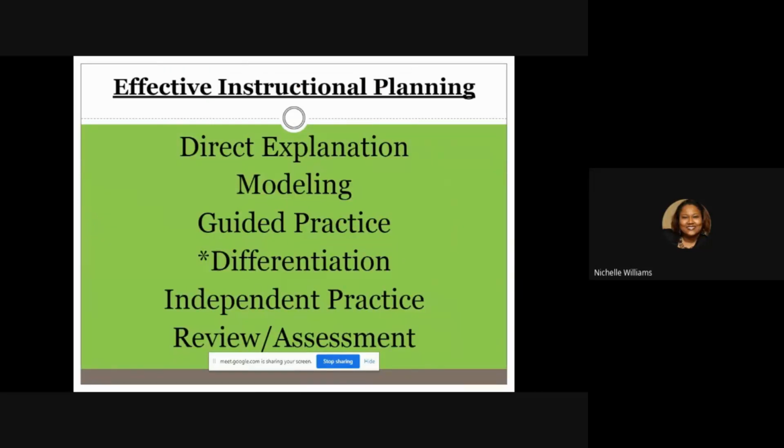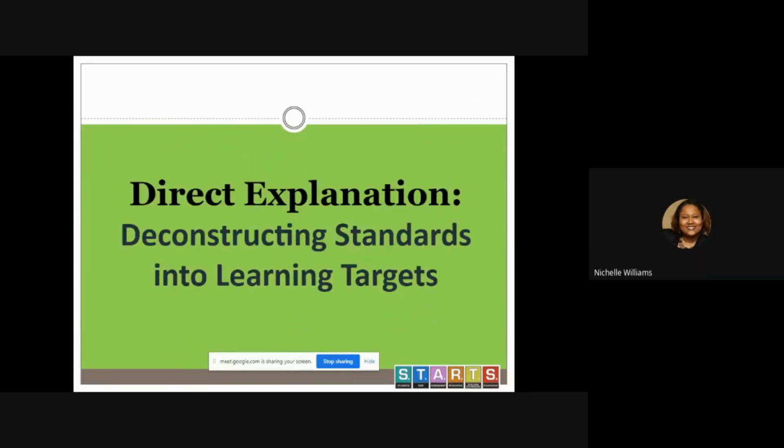So now when we look at effective instructional planning, we'll look at the various stages of the gradual release model. Direct explanation, modeling, guided practice, differentiation is a part of that guided practice, independent practice, and then reviewing and assessing students. So with direct explanation, the first thing you have to do is deconstruct the standards. You have to know what the standards mean in order to develop meaningful learning targets for your students.